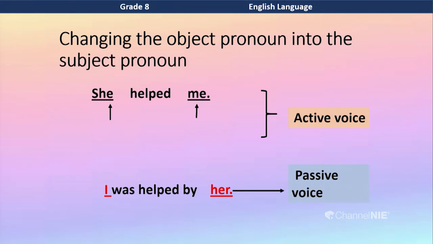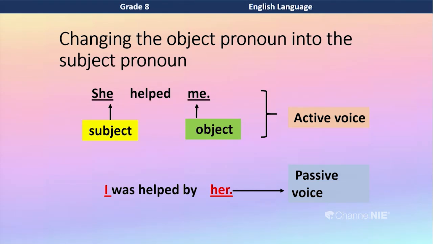Right. So, what is she here? That is the subject. And what about me? That is the object. So, you see clearly that we can see subject and object in this sentence, right? But the thing is that the object is a pronoun. We call it an object pronoun.